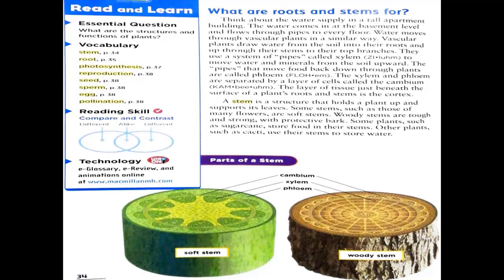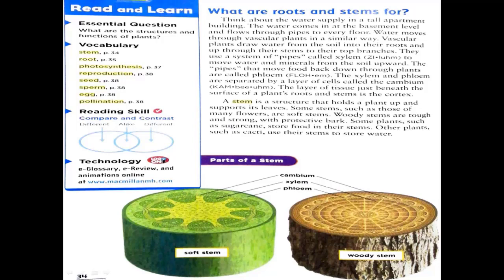So particularly when we talk about how water moves through a vascular plant, in a similar way, vascular plants draw water from the soil into their roots and up through their stems to their top branches. They use a system of pipes called xylem to move water and minerals from the soil upward. The pipes that move food back down through the plants are called phloem.